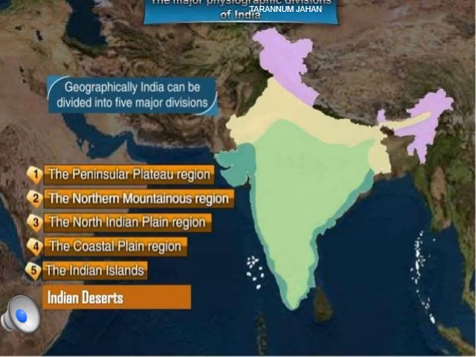Before starting up the physical features of India, let's see the major divisions of India. Geographically, how is India divided? India is divided into 6 major divisions actually. And those are the Peninsular Plateau region, the northern mountain regions, the northern Indian plains, the coastal plains, the Indian islands and the Indian deserts.